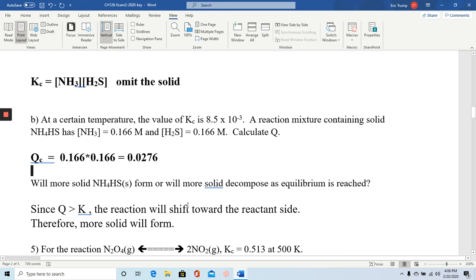The next part is, will more solid form or will more solid decompose as equilibrium is reached? Okay, well, since Q is greater than K, the reaction will shift toward the reactant side, which means more solid will form.